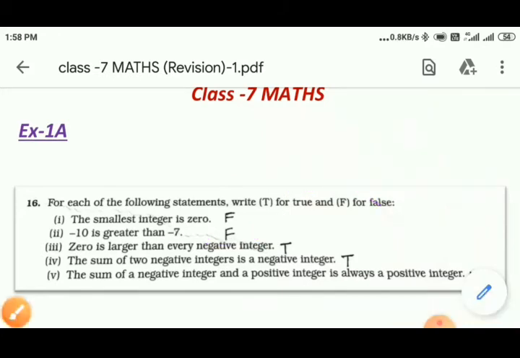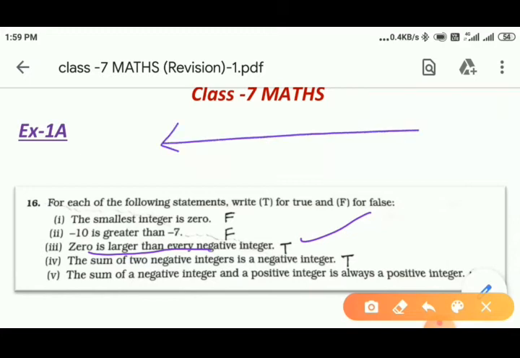The third one is: 0 is larger than every negative integer. Just now I told you that 0 is on the right hand side of negative integers, so definitely it will be larger. You need to remember that whatever number comes on the right hand side will be bigger. Like I am making the number line again so that the second and third are clear to you. This is 0. On the right hand side we take the positive integers and on the left hand side we take the negative.